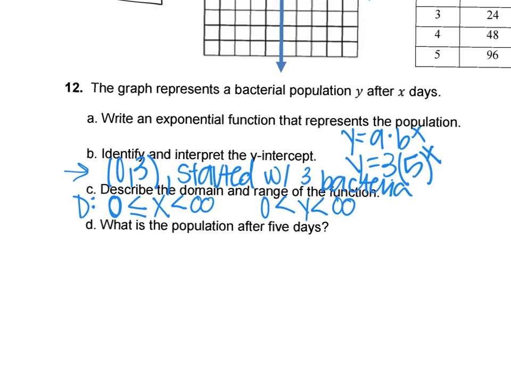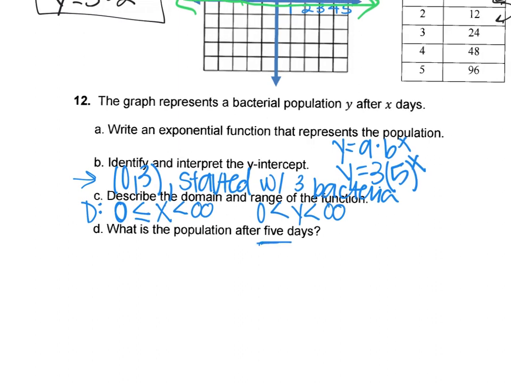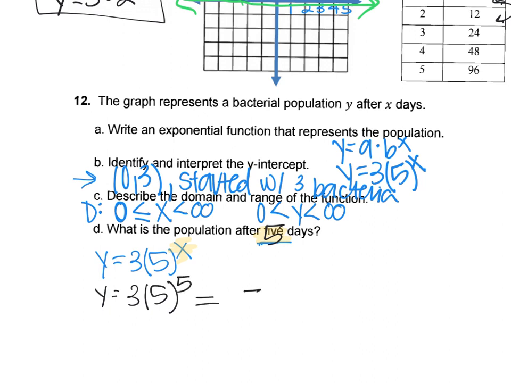It wants to know what's the population after 5 days. So I'm using my y equals 3 times 5 to the X. That's my formula. Everywhere I see an x, though, now I'm plugging in 5. So now I've got y equals 3 times 5 to the 5th. And when you plug that in your calculator, you get 5,625. So the population after just 5 days, we started with 3, and after 5 days, we're already here.